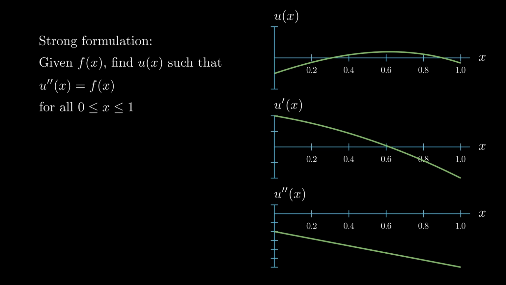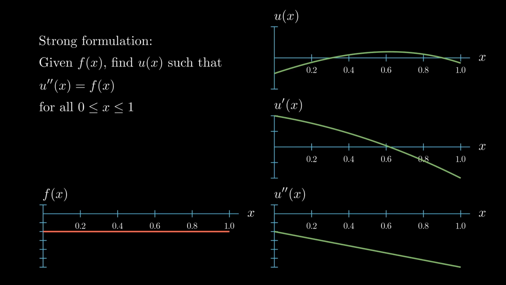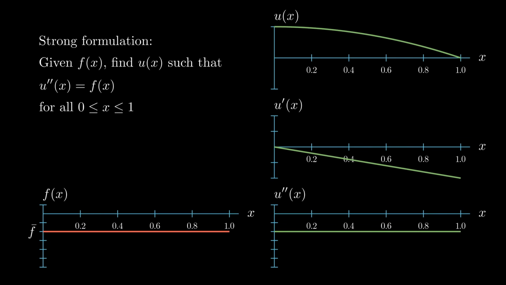We have given a function f of x. In this video, I will assume that f of x is constant, taking the same value at each point x. I will denote this value by f bar. Our differential equation states that we want to find the function u such that its second derivative is equal to f. Here I'm illustrating an exemplary function whose second derivative equals f. So this function is a solution to our differential equation.